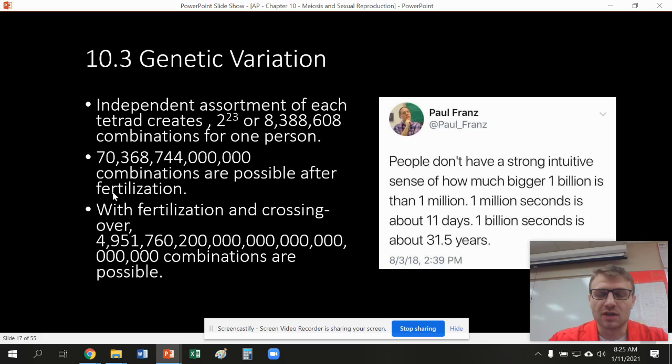Add in the fertilization of somebody else, and you're going to get 70 trillion combinations. And that's not with crossing over. You add in one crossing over event, man, I don't even know what this number is, but it's a very big number. And just understand that creates a lot of genetic diversity. Two people could have thousands of kids, and disregarding twins, they're not going to have the same kids. They're always going to have genetically different kids.